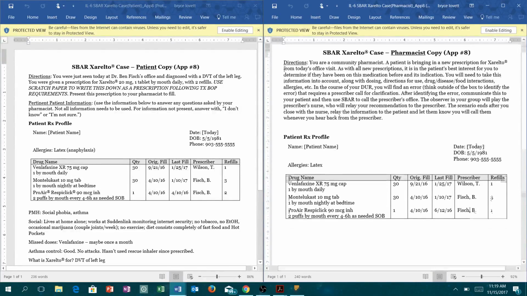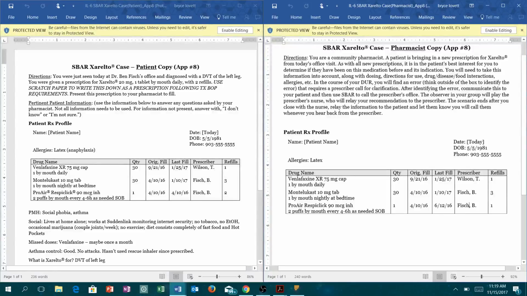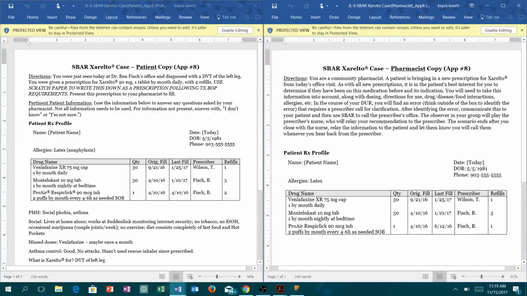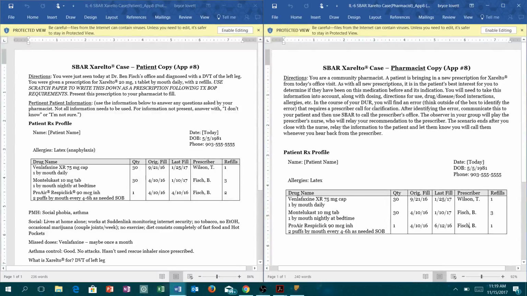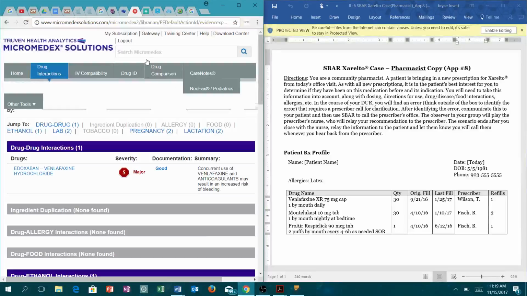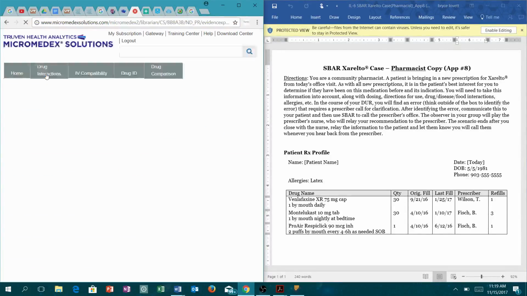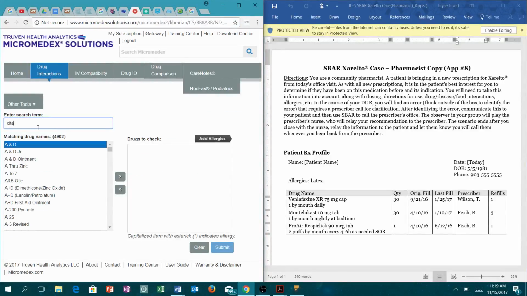Also, due to the interaction, do you think maybe we could try Celexa or citalopram or something like that in replacement of venlafaxine? Can you check the drug interaction for me? Sure. Because I don't have my database for interaction up right now. What are the doses? I mean the drugs? Just do the citalopram. Citalopram and Xarelto.